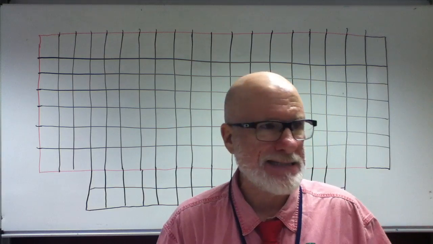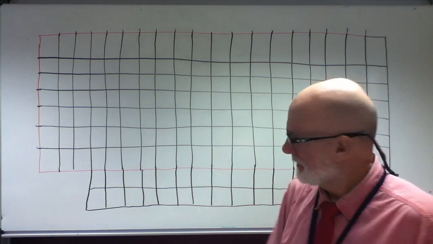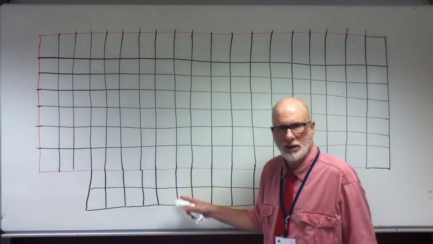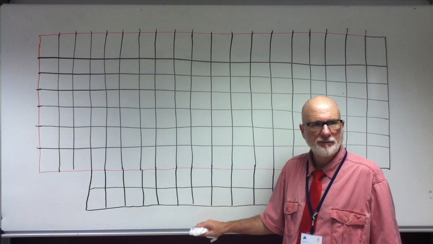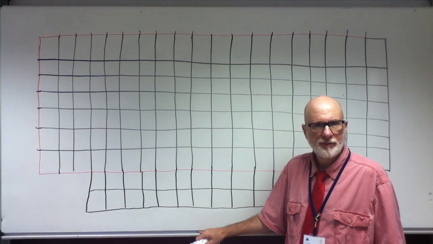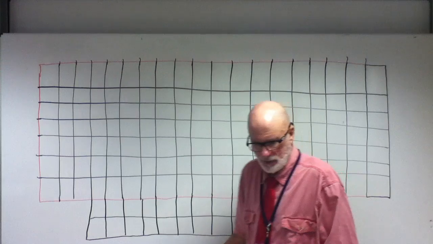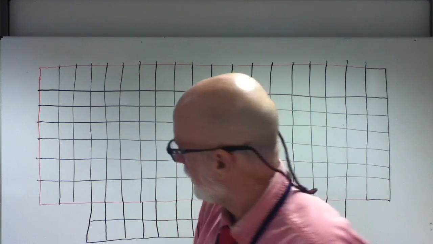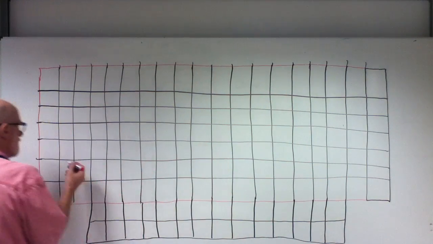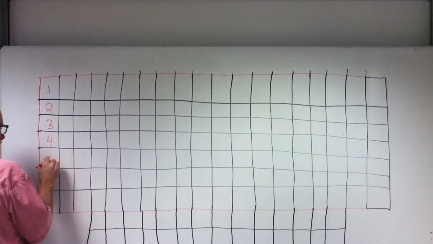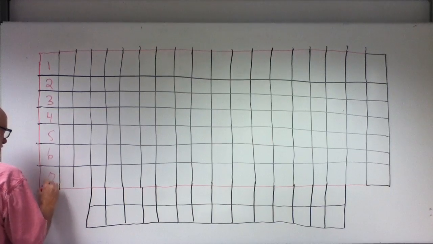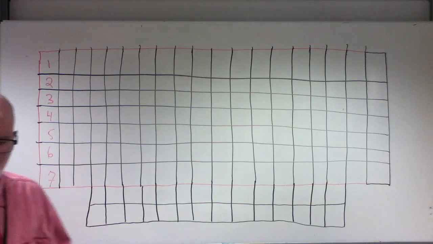7 by 18, all right? And then 2 additional rows down here, 2 by 14. Okay? You get it? Yes? All right. Now, in this here, I want to put, this is going to be 1, 2, 3, 4, 5, 6, 7. Okay?